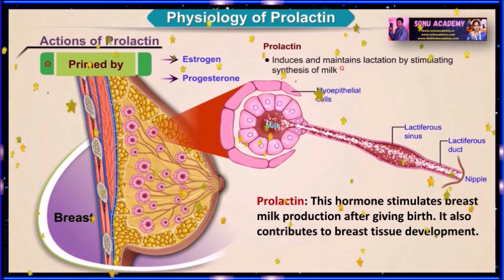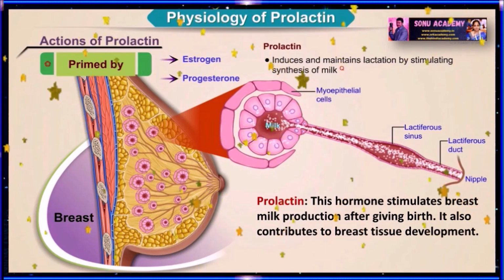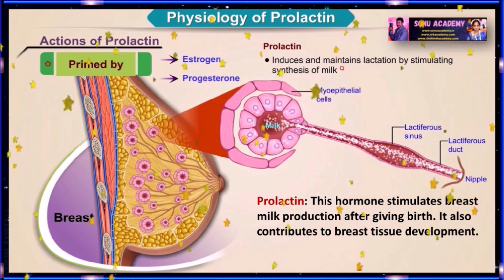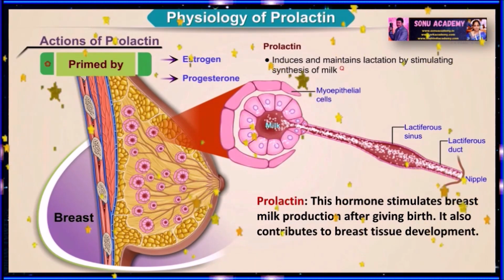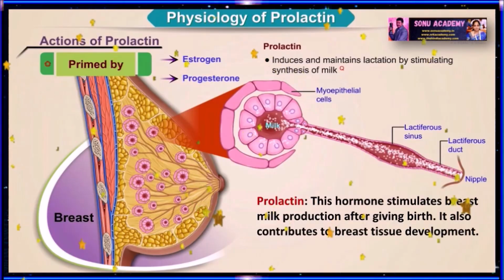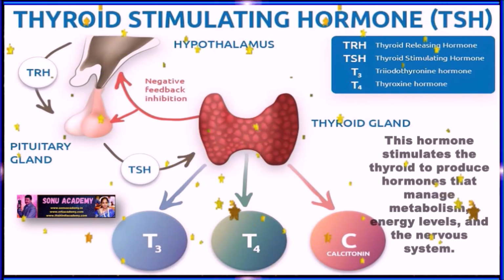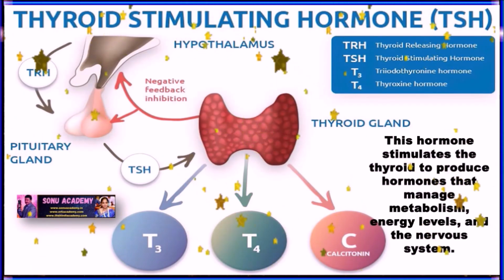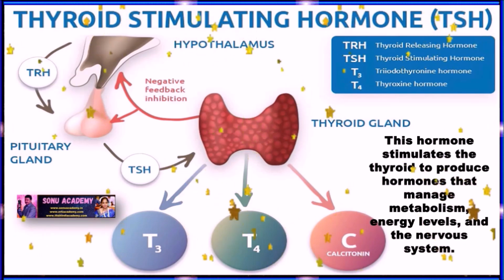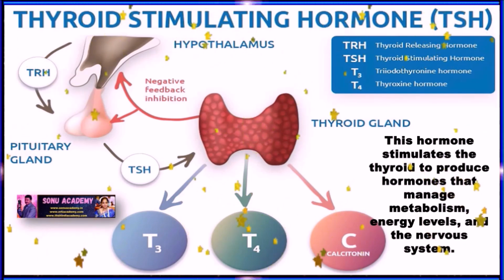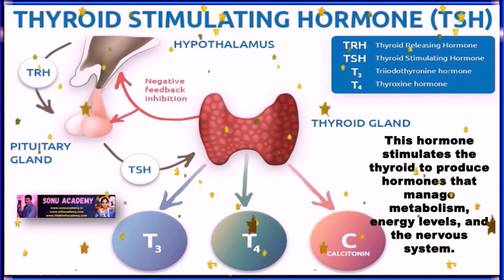Prolactin. This hormone stimulates breast milk production after giving birth. It also contributes to breast tissue development. Thyroid stimulating hormone. This hormone stimulates the thyroid to produce hormones that manage metabolism, energy levels, and the nervous system.